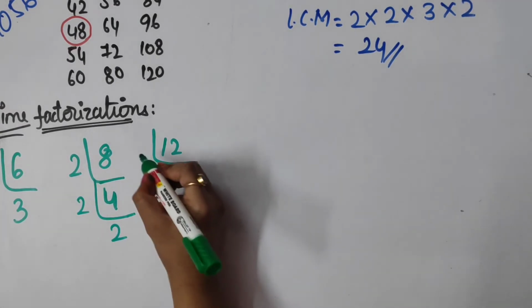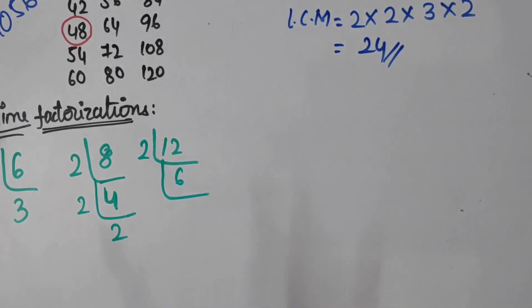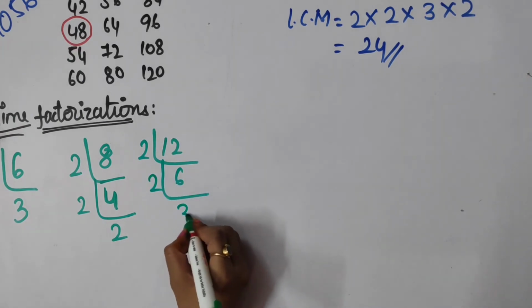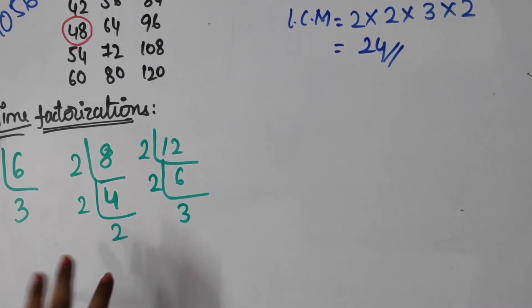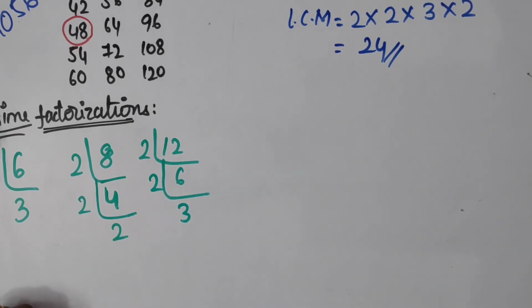Now let's see 12, 2 into 6. It can also be broken into 2 into 3. So that's the reason only prime numbers are taken. If we take any composite number, we can definitely break that number into primes. So that's the reason only prime numbers are considered, and it is called the prime factorization method.